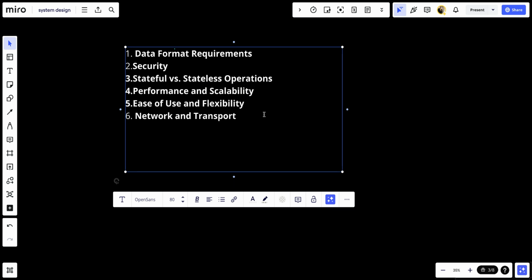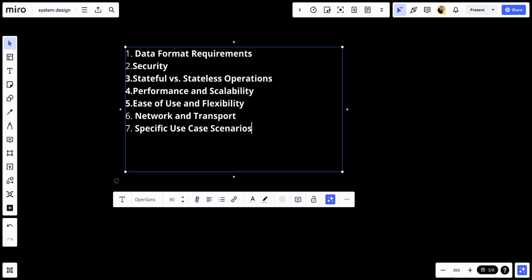And number seven, the specific use case scenarios. SOAP is more suitable for enterprise level web services where high security, transactional reliability, and prescripted standards are required. Common in financial services, telecommunications sectors, and high stakes business applications.